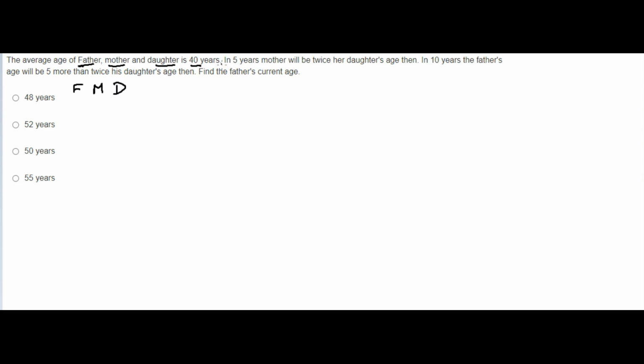Now what they said: in 5 years the mother will be twice the daughter's age. And in 10 years the father's age will be 5 more than twice his daughter's age. Now we have to find the father's current age. First of all, they gave the average of father, mother and daughter. Average means what? You have to add these three and divide by 3.